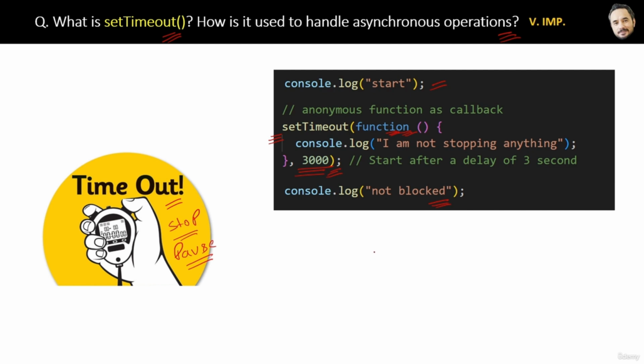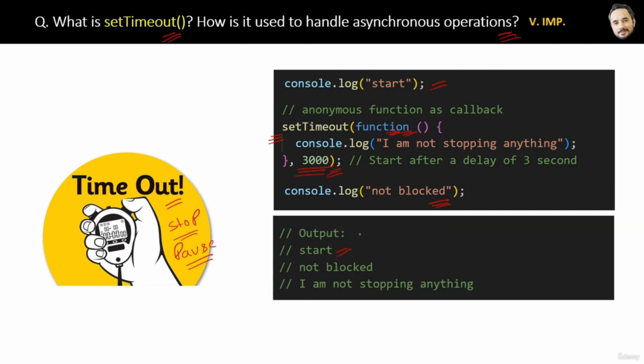Now how will this be executed? First the first statement will be executed, then the setTimeout method will execute this anonymous function after 3 seconds. But this setTimeout function will not block the execution of the next line of code for 3 seconds. Okay, so if you see the output here, after the first line of code, the non-blocked last statement is executed because setTimeout did not block it. And then after the 3 seconds, the anonymous function of the setTimeout method will be executed. So this line will be the last statement of the output.